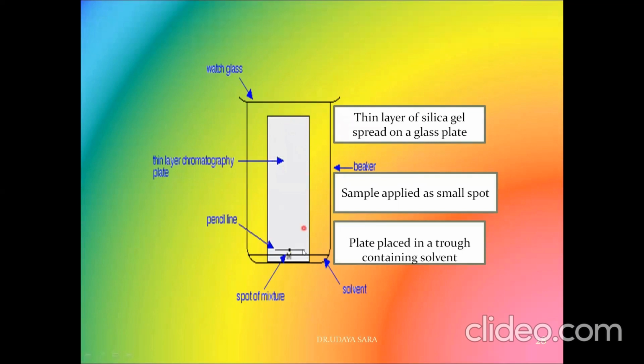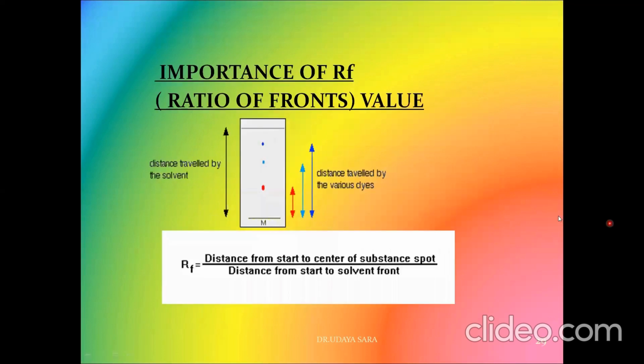Similarly to paper chromatography, you take a glass plate spread with silica gel. The molecular mixture which you want to separate is applied as a small compact spot, and it is placed in a glass trough containing the solvent. You then calculate the RF value of each component. RF is the ratio of fronts, which is the distance from the start to the center of the substance, to the distance from the start to the solvent front.